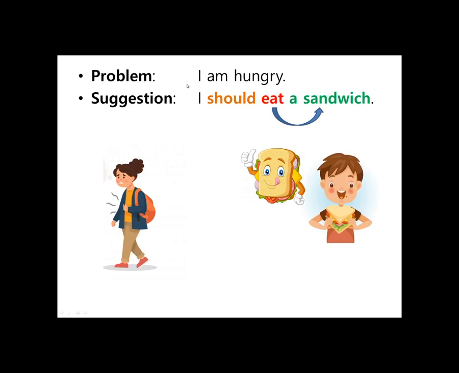Okay, so here's a problem. I am hungry. So our suggestion, our good idea is I should eat a sandwich. So we have our suggestion word should. Eat is our transitive verb, and a sandwich is our object noun, what the verb is acting on.